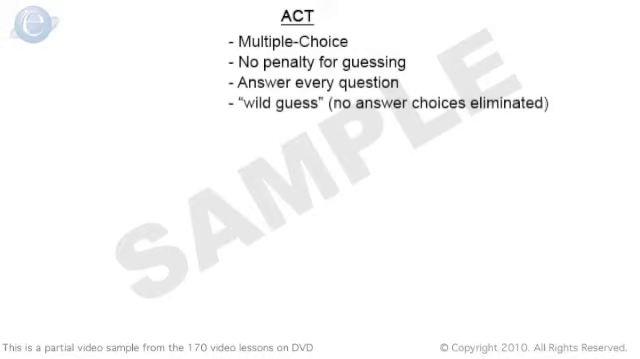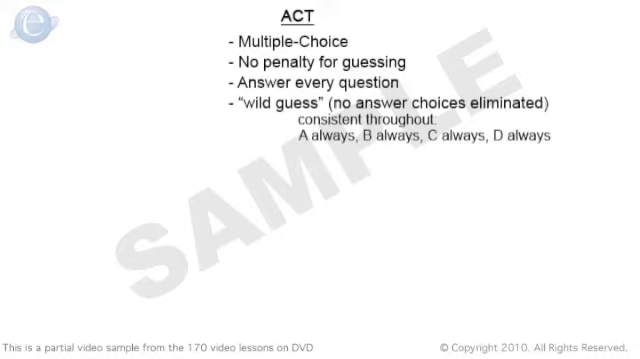The best way to wild guess is not to guess, but if you have to, a wild guess should remain consistent throughout. If it's a wild guess, that means you haven't eliminated any of the answer choices. You don't want to guess A on one, B on the next, C on the next, because that is not going to statistically get you the best results. What you want to do is, before the exam, tell yourself, if I have to make a wild guess, I'm going to select A, B, C, D, whatever it is. And then stick with that.